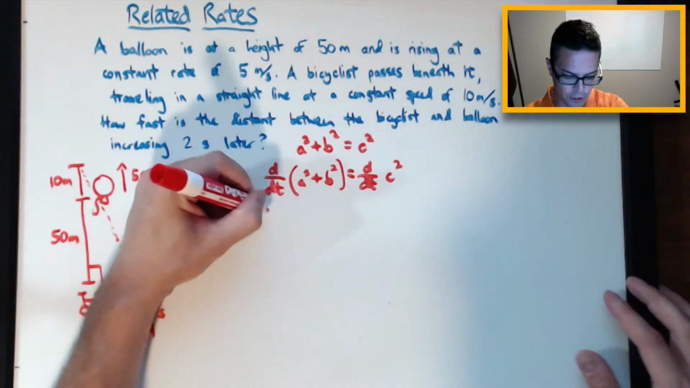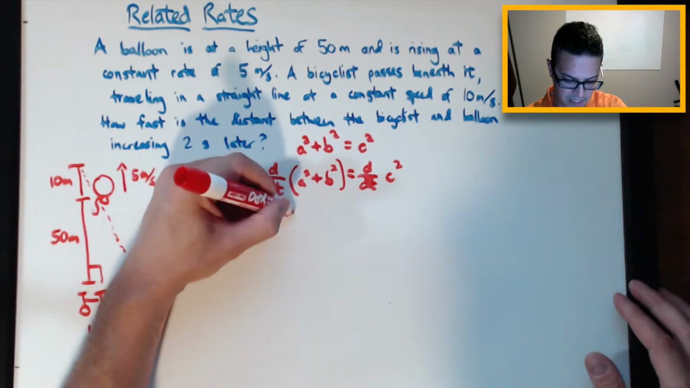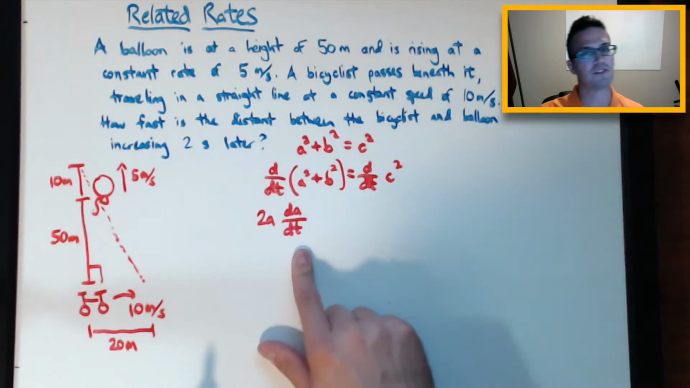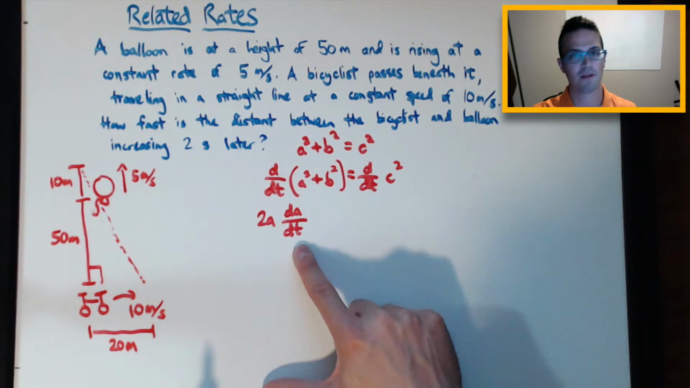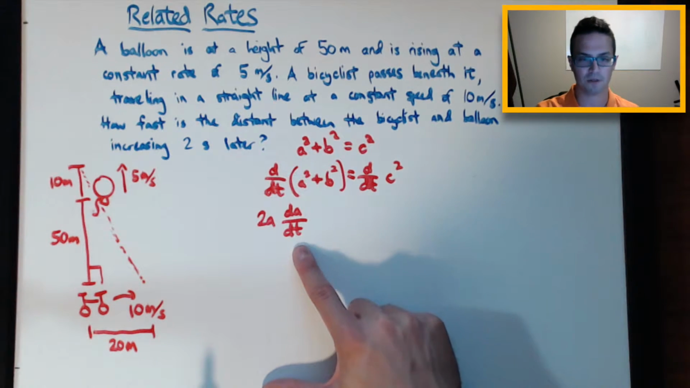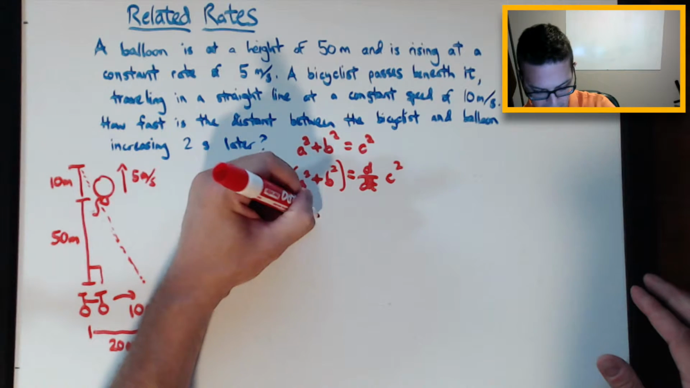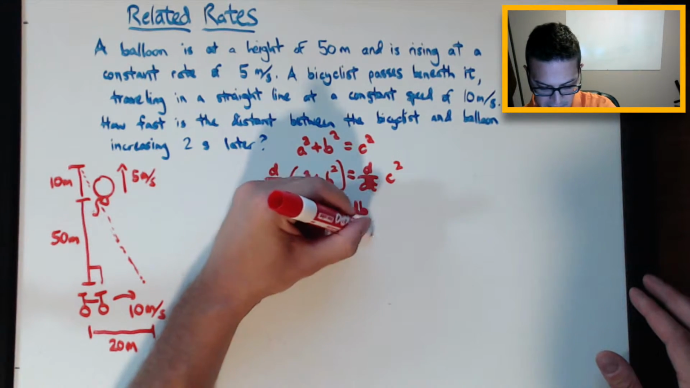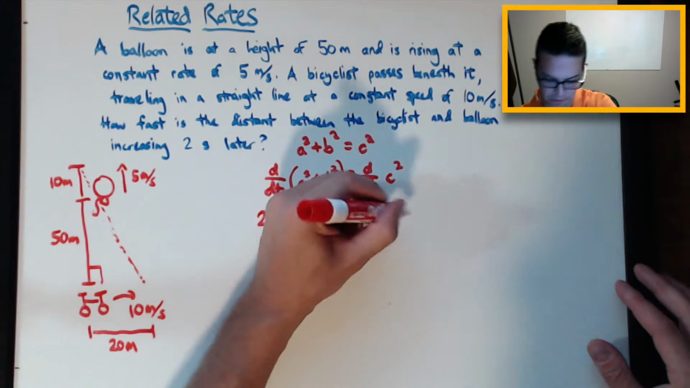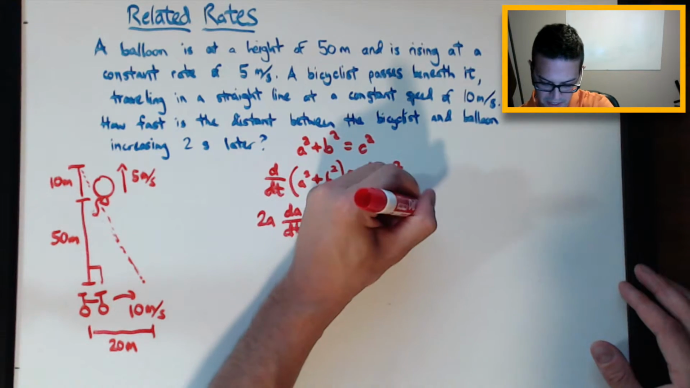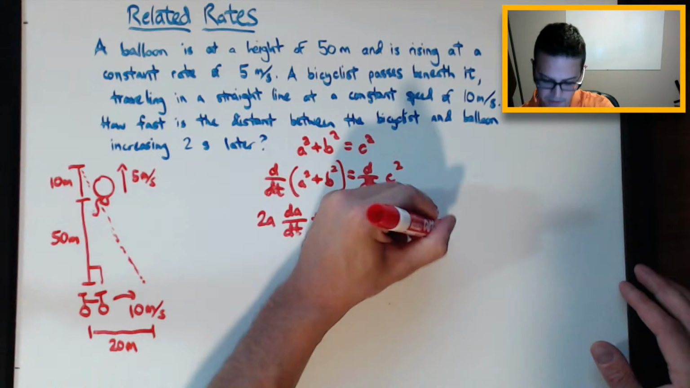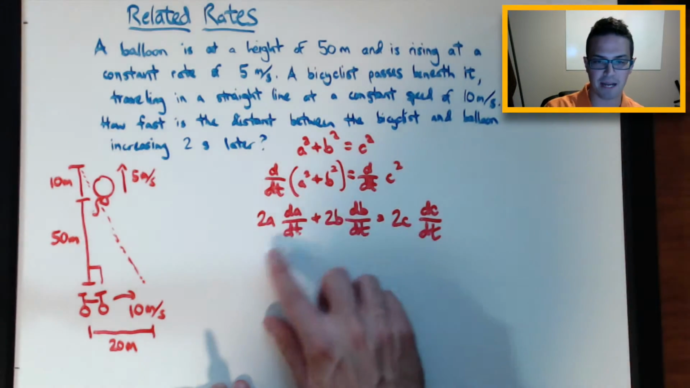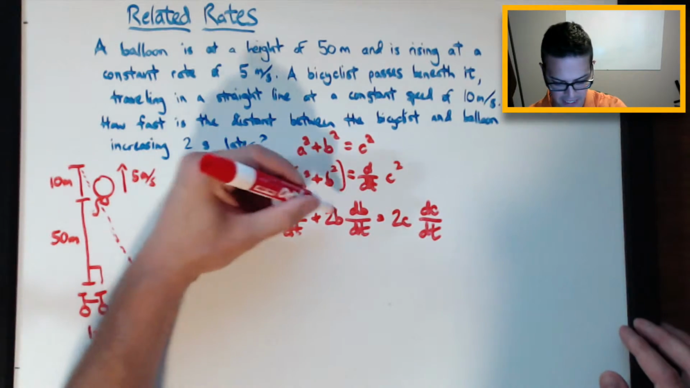So this would be 2a times dA over dt. You should know where this comes from. If not, you're going to want to watch the video on implicit differentiation as a little review for where this dA over dt comes from. Then I'm going to do the same thing with b squared, so it's going to be plus 2b dB over dt is equal to 2c dc over dt. Now since there's a 2 in every single term here, I'm just going to divide both sides by 2, and that would basically cancel out all these 2's.